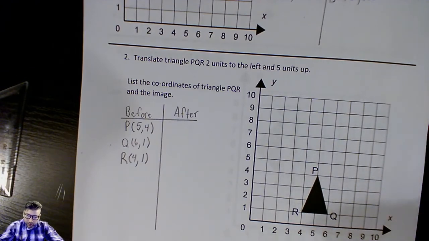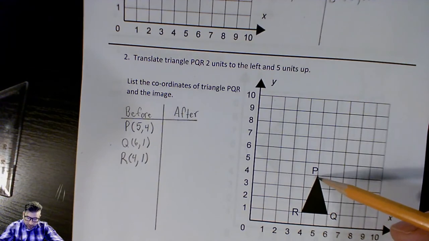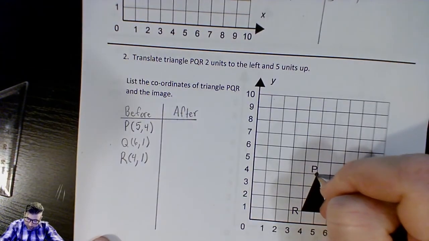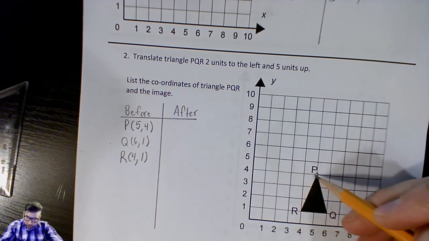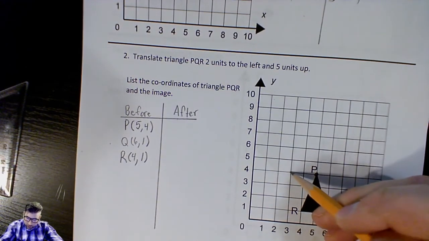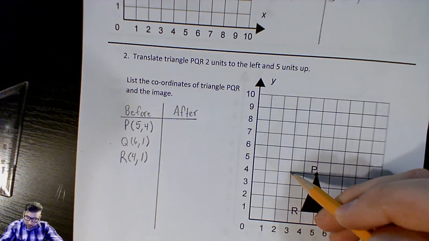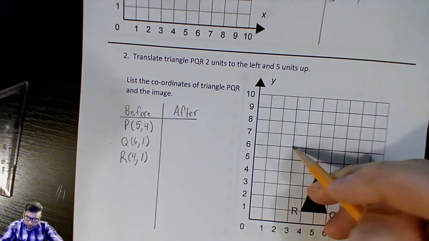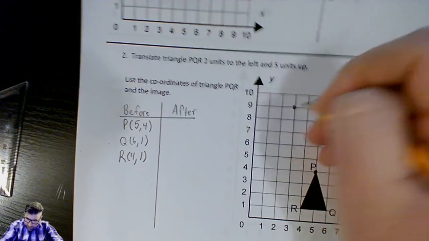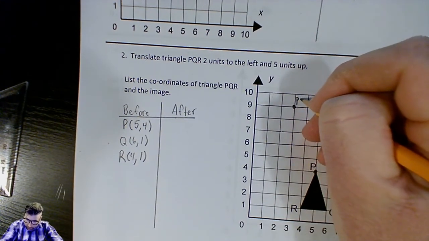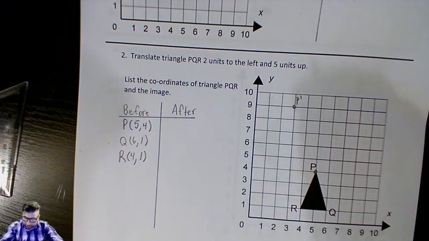Where am I moving this? PQR 2 units to the left and 5 units up. So I'm going to work with P. Okay, and I'm going to move P. So we're going to go with 2 units to the left. 1, 2, and 5 units up. 1, 2, 3, 4, 5. So I'm going to write in P prime mark 1 here, and then I can take a look here.